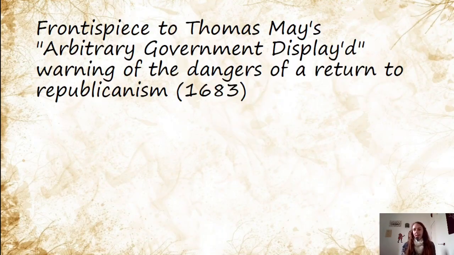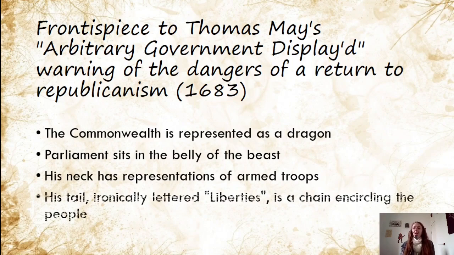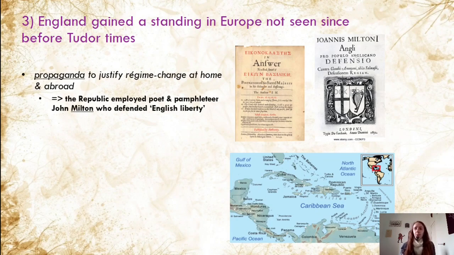This is 1683, so we're talking about a period when the monarchy had been restored in 1660. Now, England gained a standing in Europe that had not been seen since Tudor times, with propaganda to justify regime change at home and abroad.